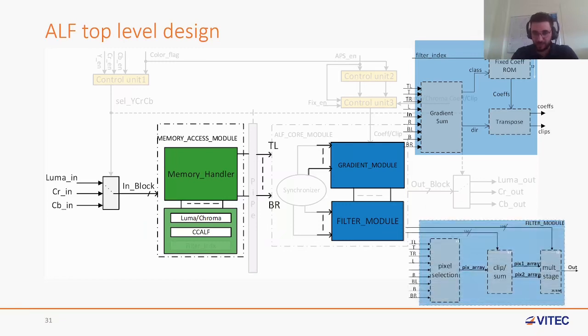This module is unified for all ALF filters, and it has 3 pipeline stages, as you can see in the figure. It uses 26 multipliers in parallel in order to process 2 pixels at every clock cycle. This module is unified for the 7x7, 5x5, and cross-component ALF.